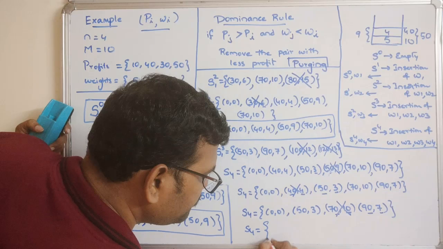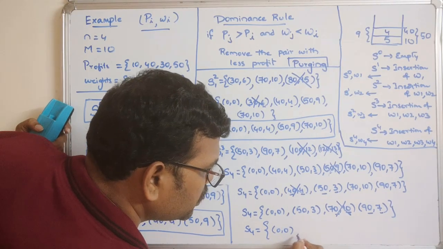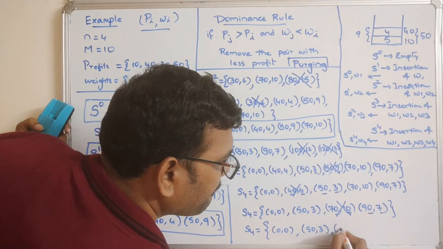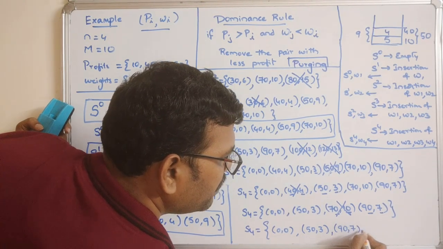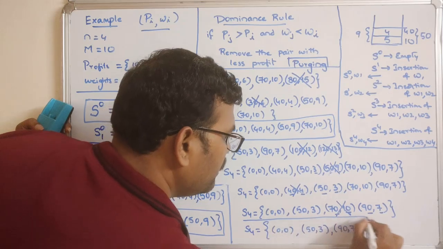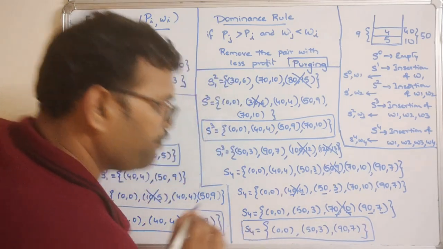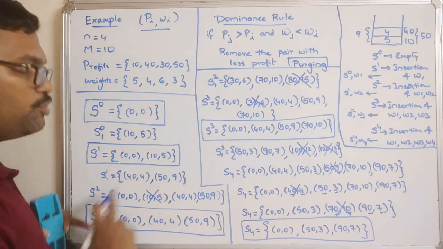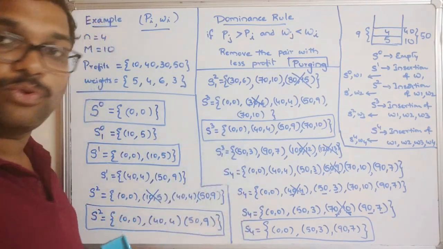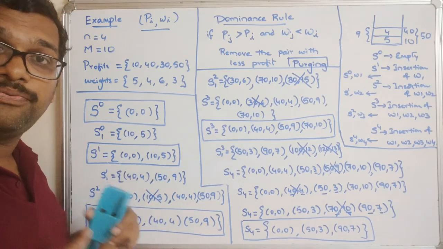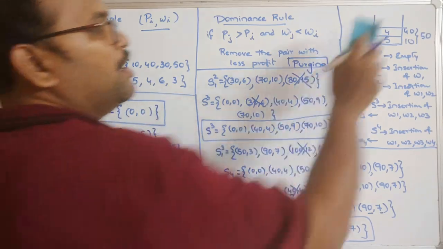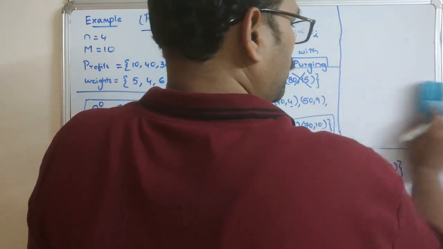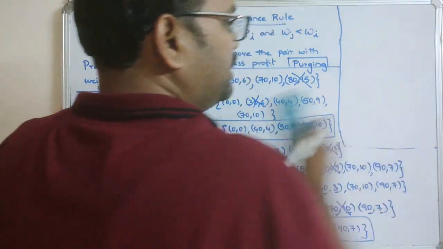So S4: 0, 0, 53, 97. So this is finally the S4. Okay, so now we found S1, S2, S3 and S4. So we have inserted all the 4 elements, right? Now we'll see which one is the best among all these.